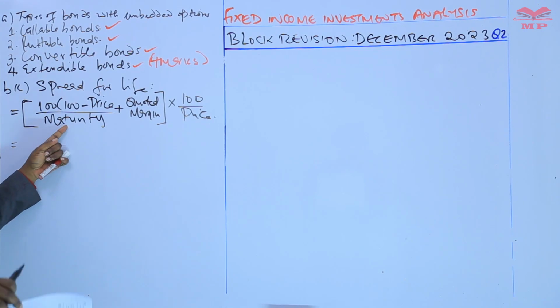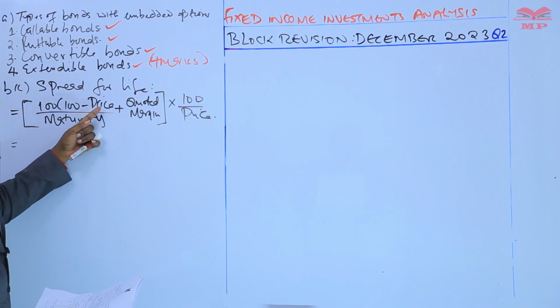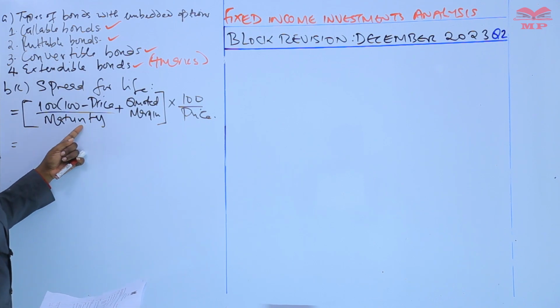Maturity is the number of years to maturity. In this question, the number of years to maturity is 4 years, and it matures in 4 years. So these two we have directly from the question.